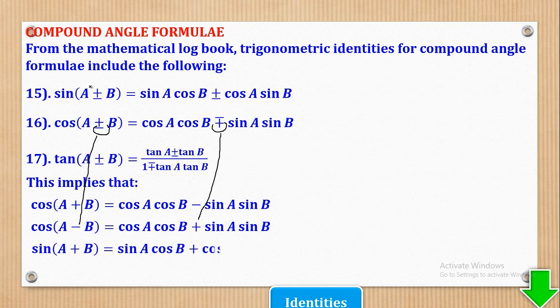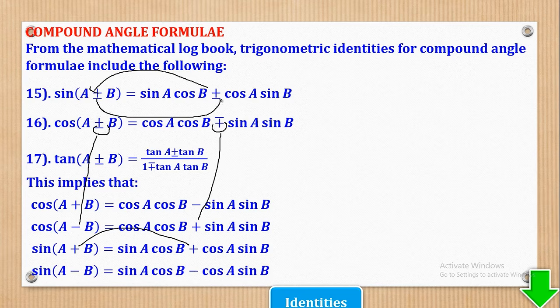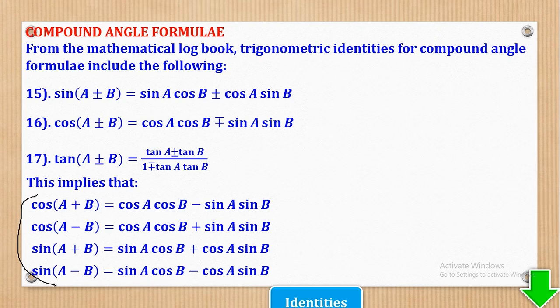Then for sine, here it is plus, and also here it is plus. That's why you see a plus and plus. Then downwards, here it is minus, here it is minus. That's why you see a minus and minus. So you must be able to know these identities. If you don't know, then you have to go with a mathematical logbook in your examination, which is very much advisable because it is not easy to memorize these identities since they are many. But if you can, well and good.